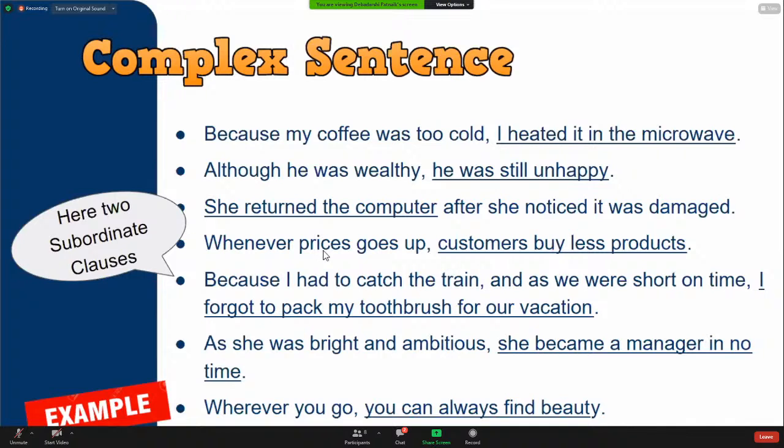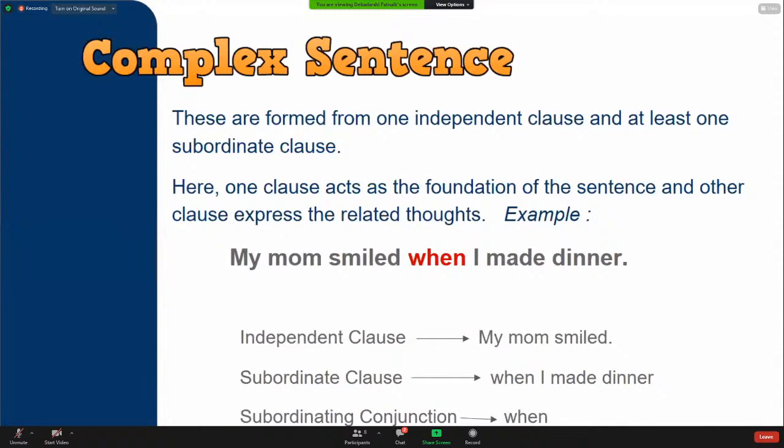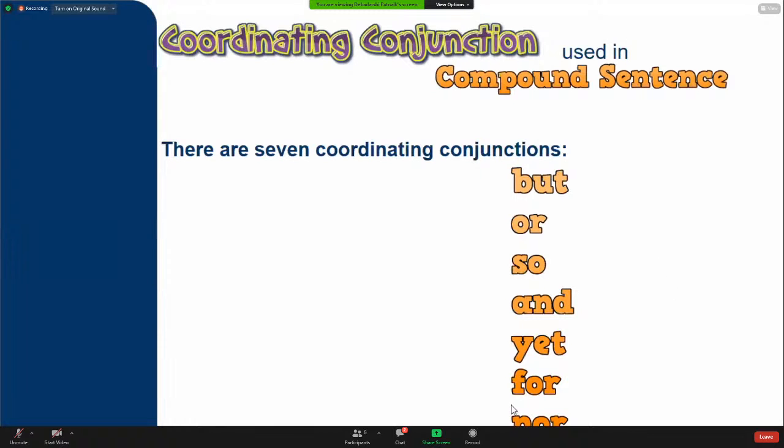Whenever price goes up, customer buys less product. Here, whenever makes it complex. It is a subordinate conjunction. So if you want to make it compound, then please use these 7.